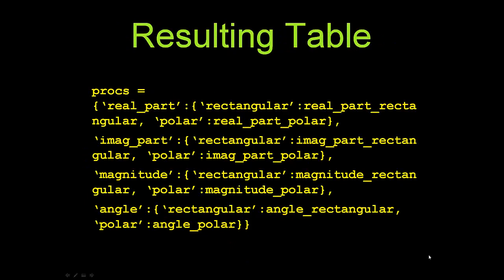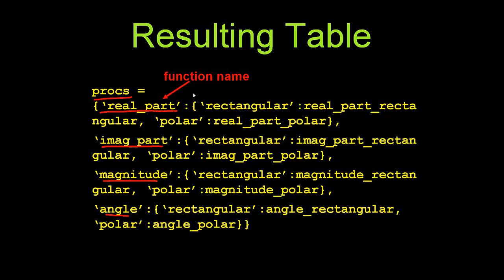All right, now let's take a look at what the table looks like. Okay, so this table is called procs. It has got 4 different operations. Okay, there's a real part, imaginary part, magnitude, and angle. These are function names, okay, of the functions you want to call for the various general operators.